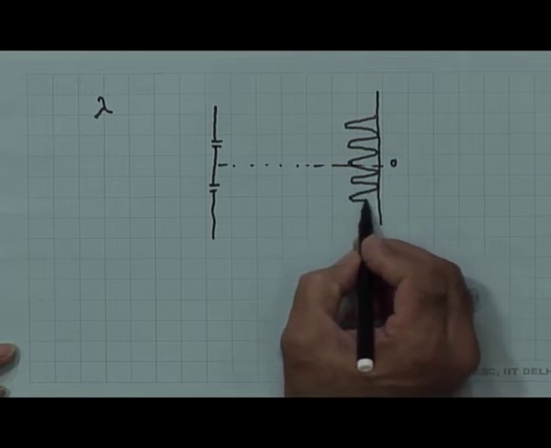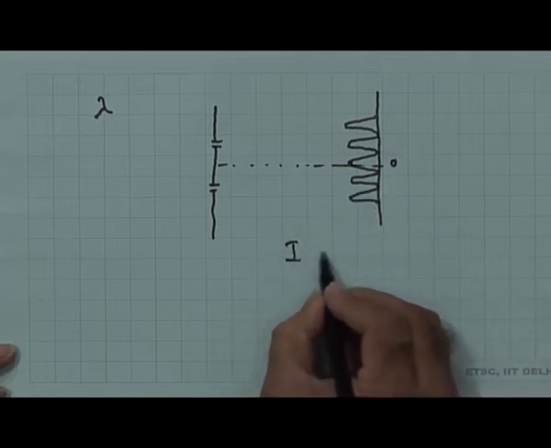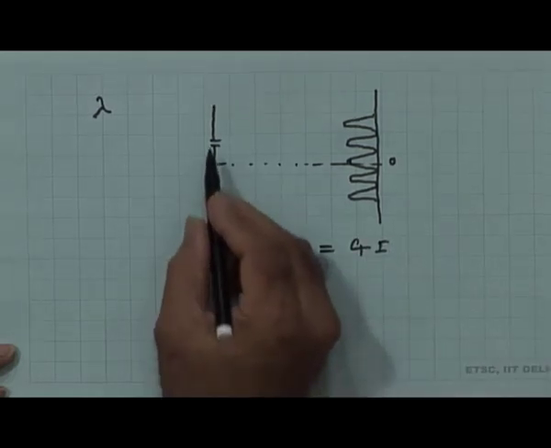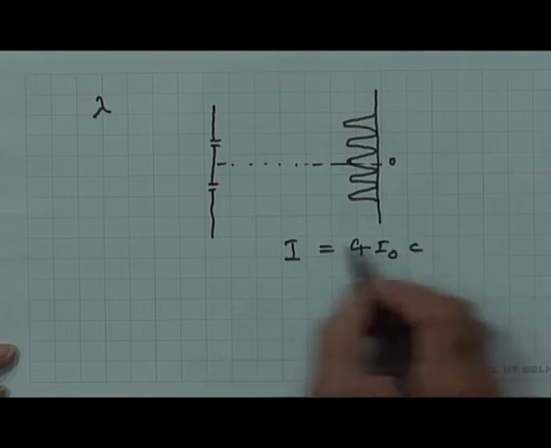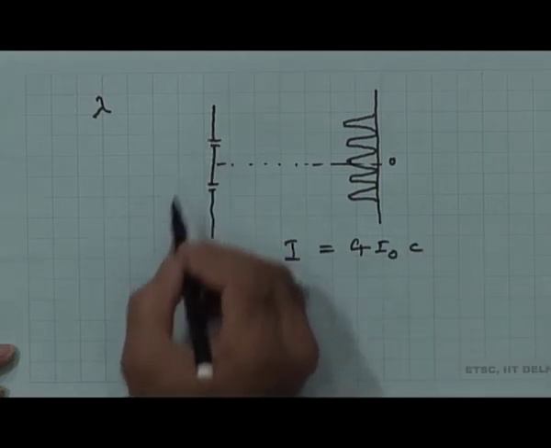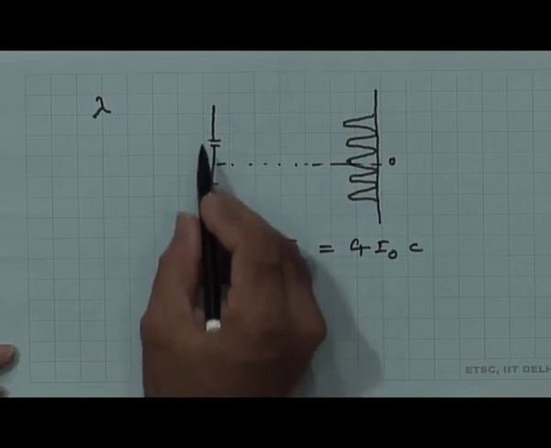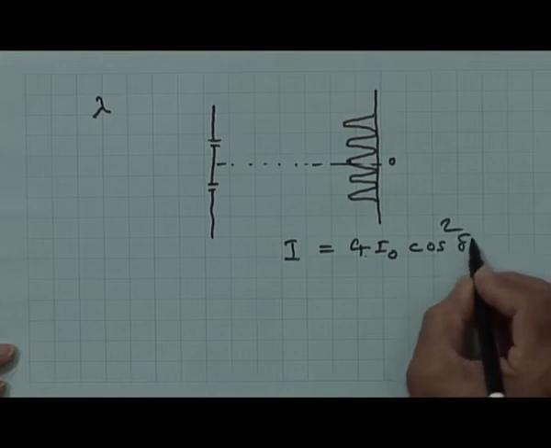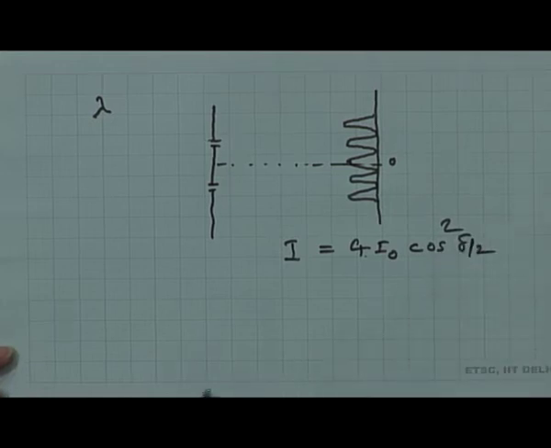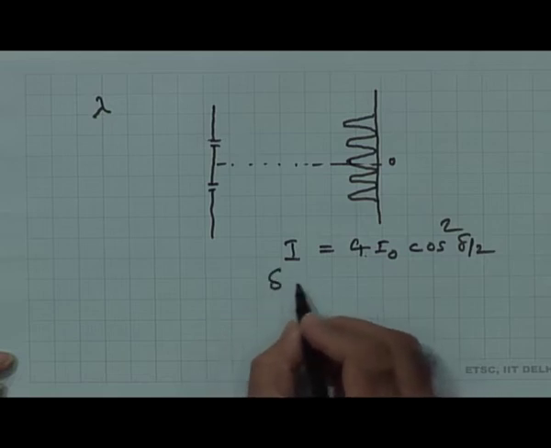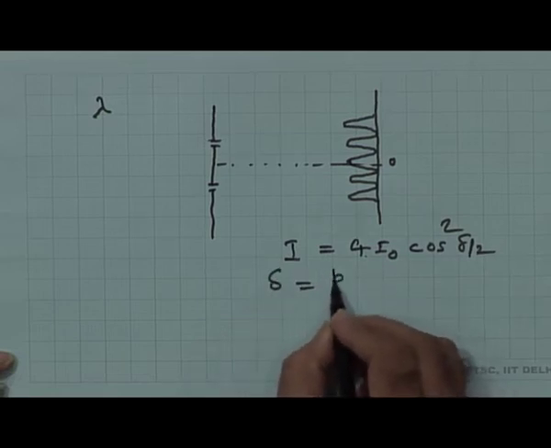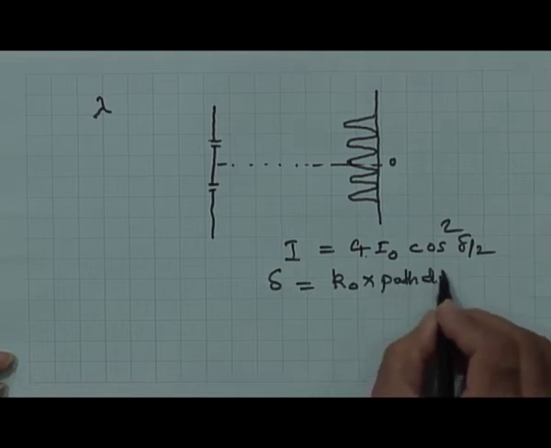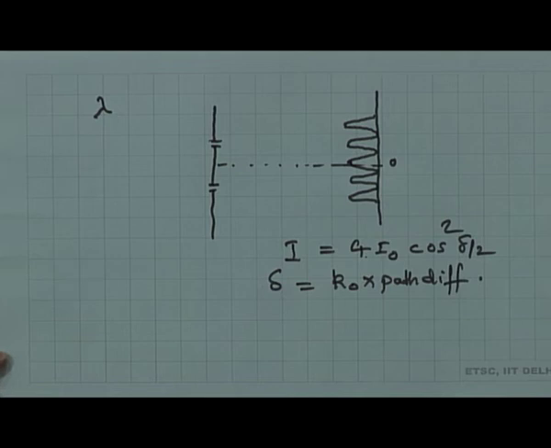So, the intensity variation is given by I equal to 4 times I 0, assuming that the amplitudes are equal, each of the same slot. Then we have seen that I is equal to 4 I 0 cos square delta by 2, where delta is the phase difference, delta equal to k 0 into path difference.